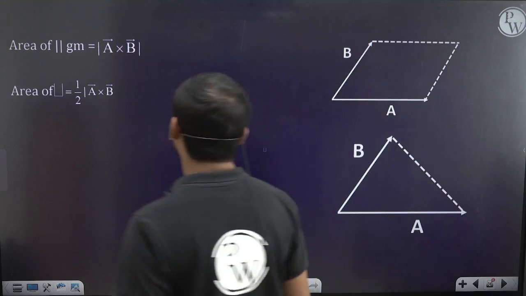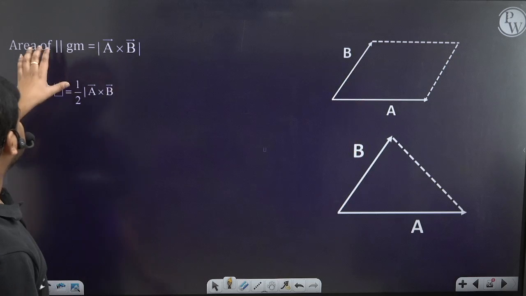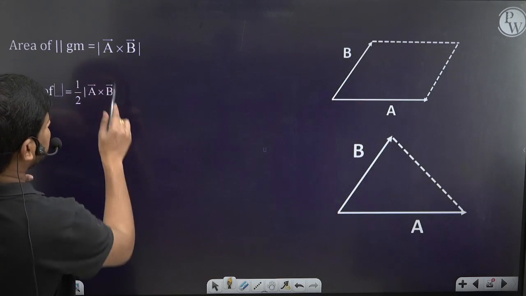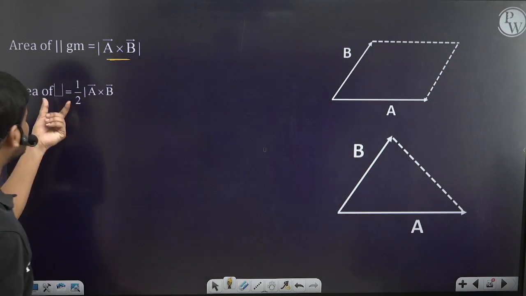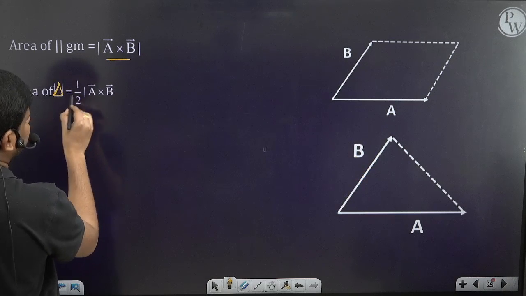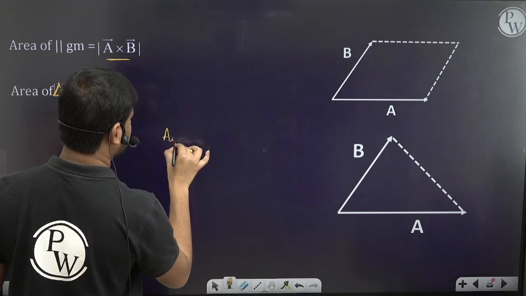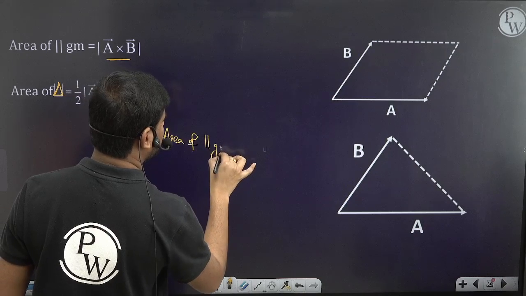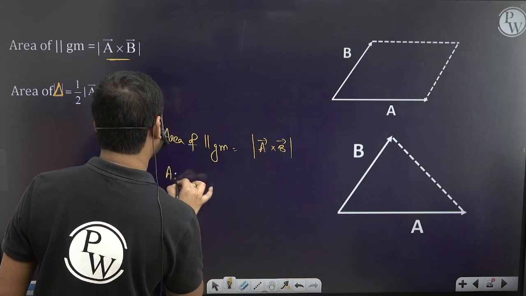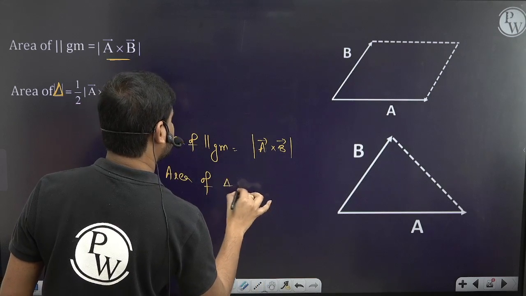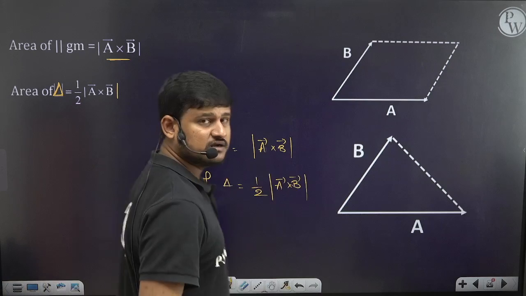So if you have to form a parallelogram with the two given vectors, then the area of the parallelogram is given by the magnitude of A cross B. Now, if a triangle is formed with the two given vectors, then the area of the triangle is given by half into the magnitude of A cross B. So the area of a parallelogram formed by two vectors A and B is the magnitude of A cross B, and if you need the area of the triangle formed by two vectors, it is half into A cross B. Clear? Understood guys?